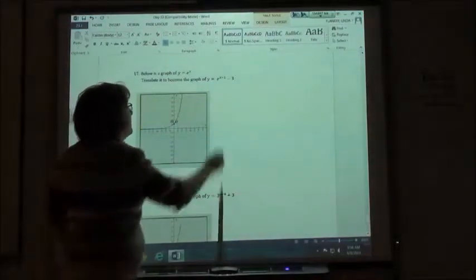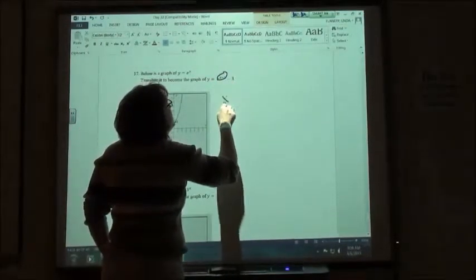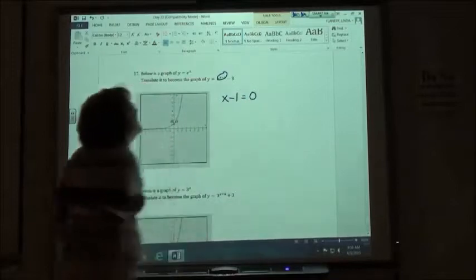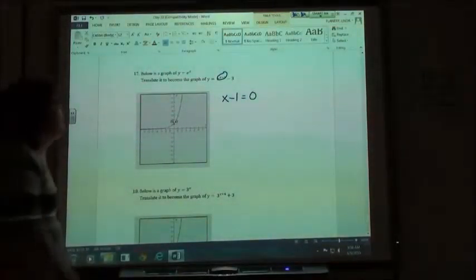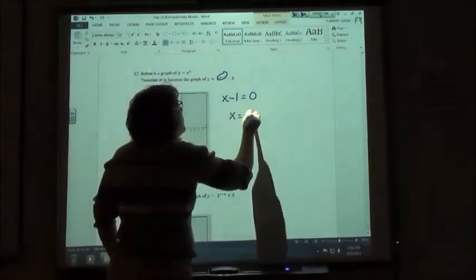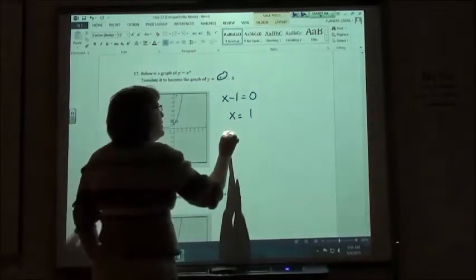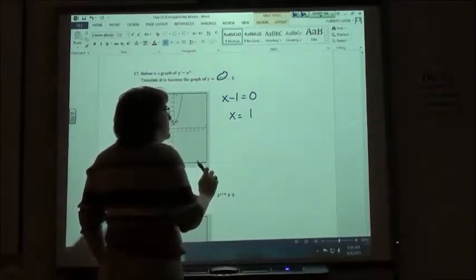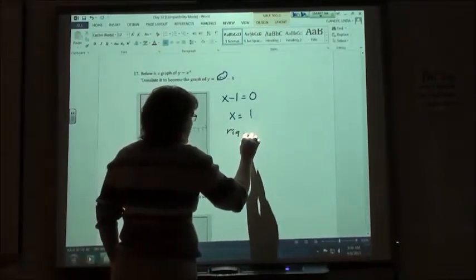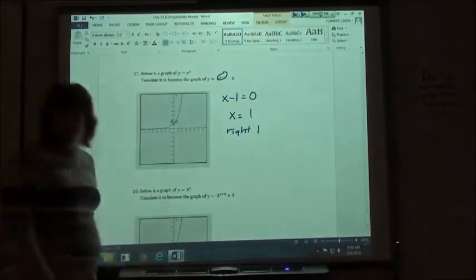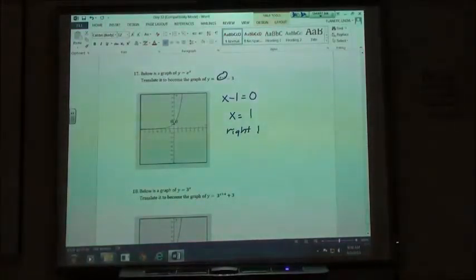Your x, what is that? X minus 1. It's an x minus 1, equals 0. X is going to equal 1. Which way does it move? If it's a positive 1, to the right. I'm going to move to the right one because it's a positive 1, right?